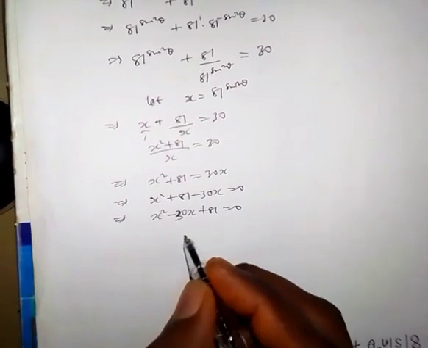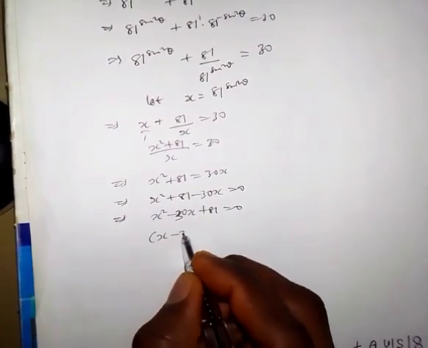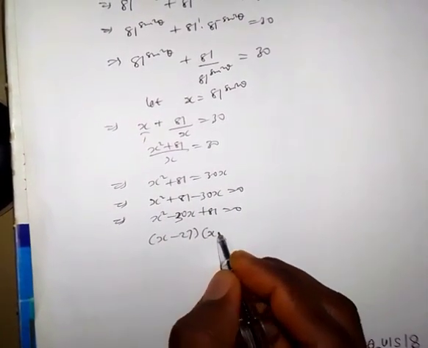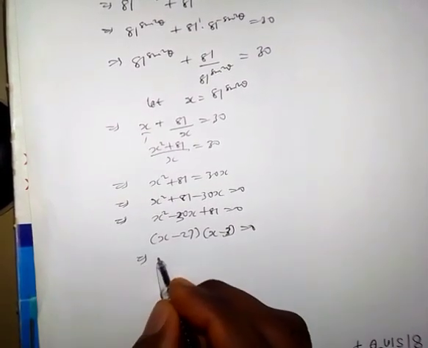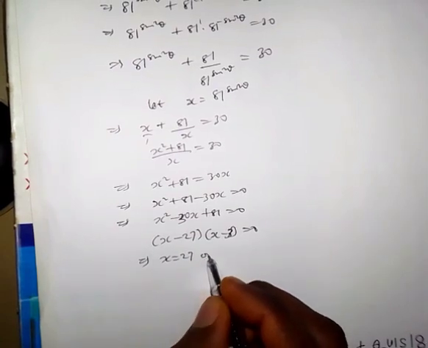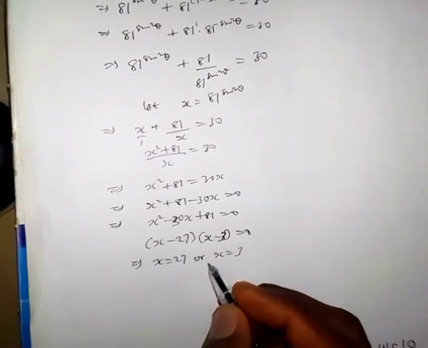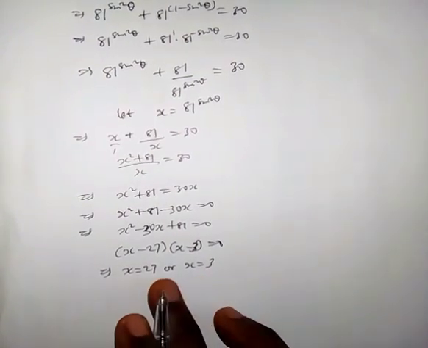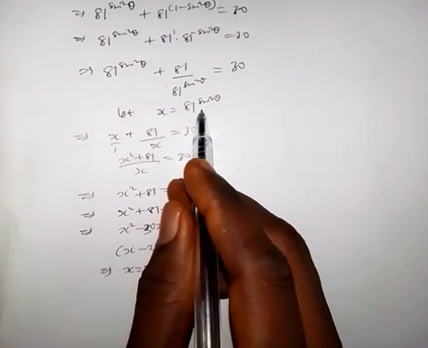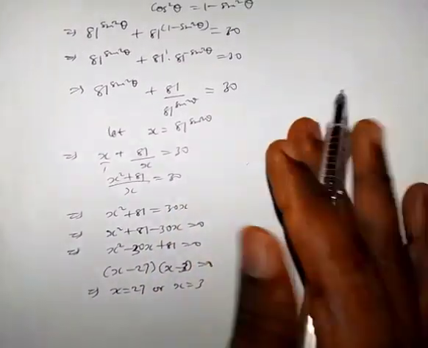By factorization, we have x minus 27 times x minus 3 equals 0, which implies x equals 27 or x equals 3. So now our value for x is 3 or 27. Since we let x be equal to 81 raised to the power sin squared theta, let's write it here.